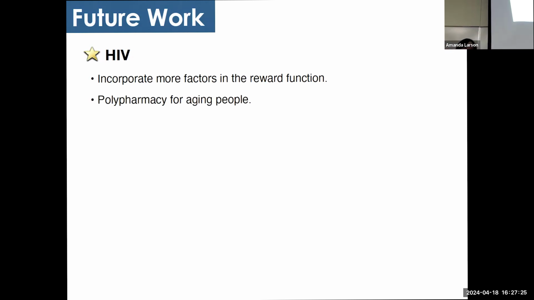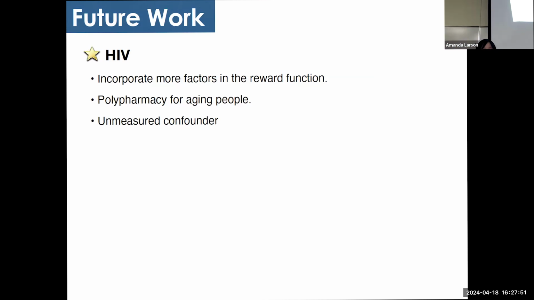We also want to do polypharmacy for aging people, because when HIV patients get older, they have a lot of comorbidities like hypertension and cardiovascular disease, and they are taking a lot of other non-ART drugs. So how can we estimate the drug interactions between ART drugs and non-ART drugs, like polypharmacy? And how can we incorporate that into the drug recommendation? That's also one future work.